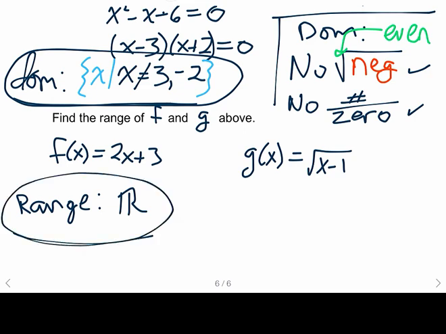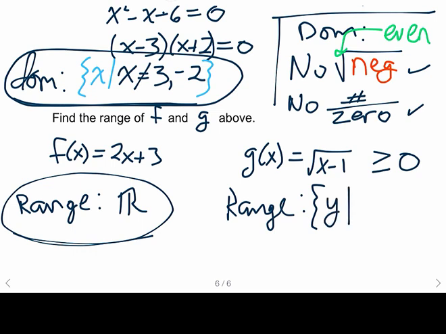As far as g of x is concerned, remember g of x was equal to the square root of x minus 1. This is going to always be at least 0, right? Greater than or equal to 0. And so the range for g of x is going to be the set of y such that y is greater than or equal to 0. And that's simply because a square root won't ever be negative.